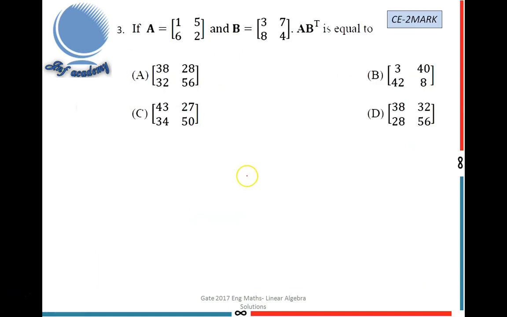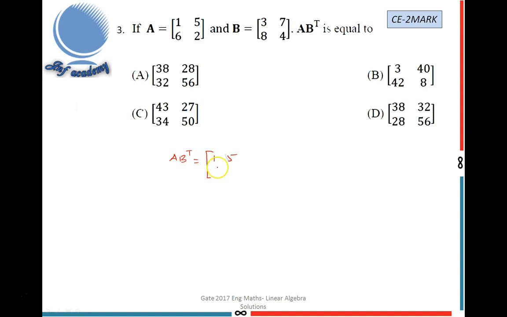Now let's move on to the third problem. The third problem is: if A equals 1562 and B equals 3784, you have to find A, B transpose equal to what? It's from the CE department and it has 2 marks. Here you have to find A, B transpose. So I find A, B transpose equal to, what is that matrix?